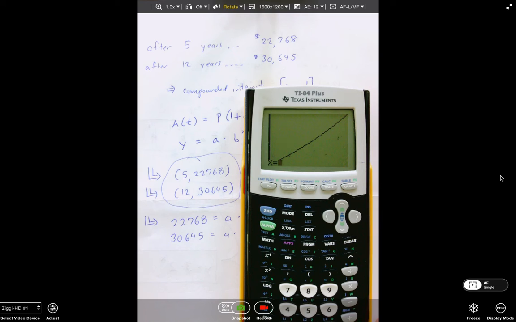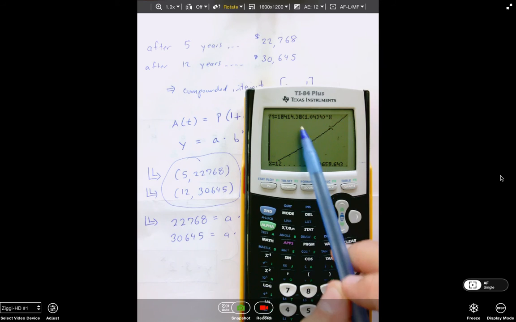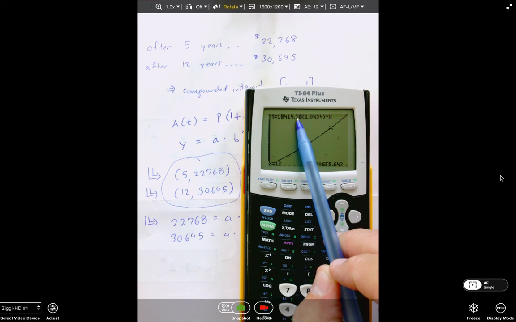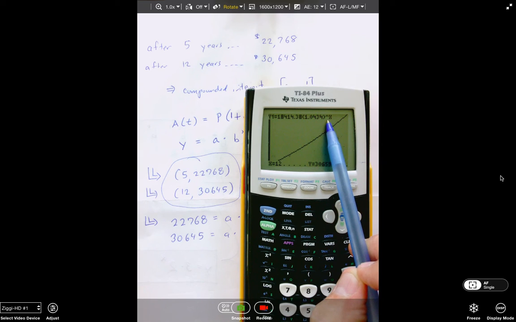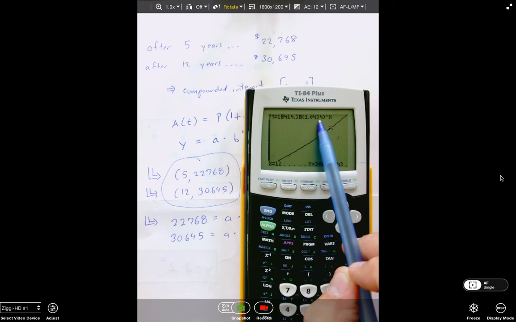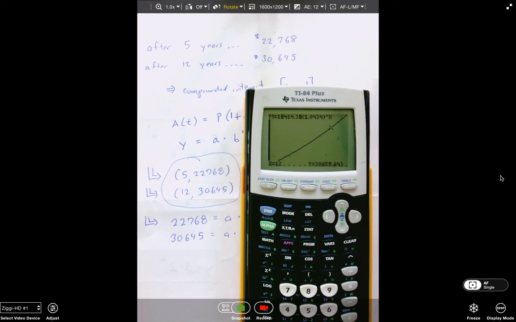Next one, we want to see, well, what's the value after 12 years? Should be close to $30,645. And it's not bad. Now, if that's too far off for you, add more digits. Take this 0.38 out to about 5 or 6 places. Take this 0.0434 out to 5 or 6 places. This is going to get closer and closer the further digits that we go out.